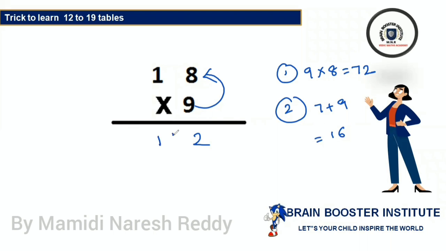This 16, please write in front of 2. That is 162, your answer. It's very simple, my friends. Okay, so I hope you got clear about this technique now. Now let's go to the next problem.